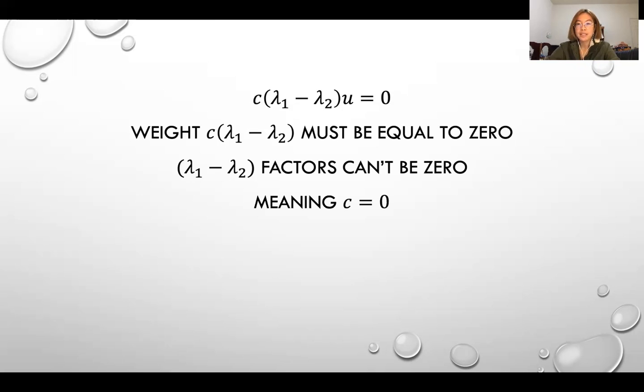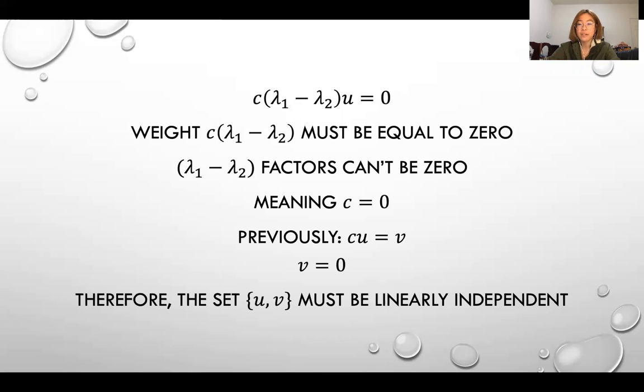But earlier we did this under the assumption that u and v were linearly dependent, and so setting c equal to 0 would also make v equal to 0, which is wrong, because v is an eigenvector and eigenvectors cannot be equal to 0 vectors. So therefore we can conclude that the set of u and v must be linearly independent.